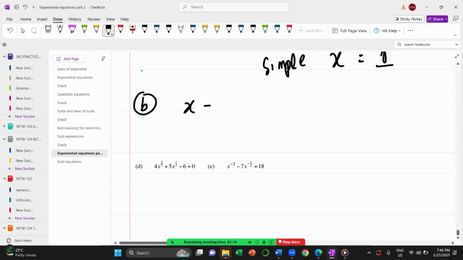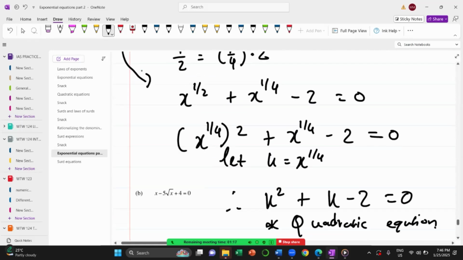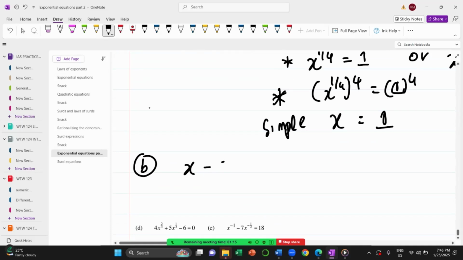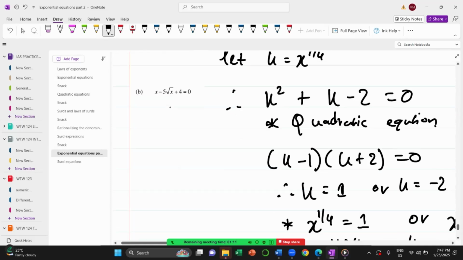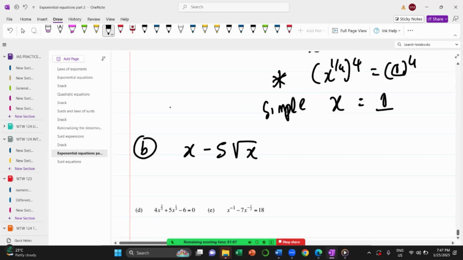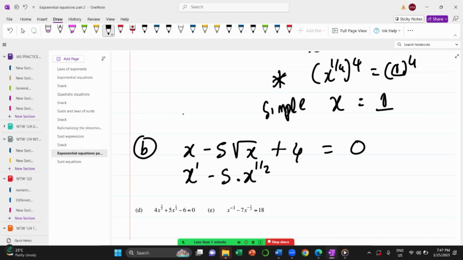So here I have x minus 5 square root of x plus 4 equal to what? To 0, right? Check this. So here I have x to the exponent of 1 minus 5 times x to the exponent of 1 over 2 plus 4, all equal to 0.